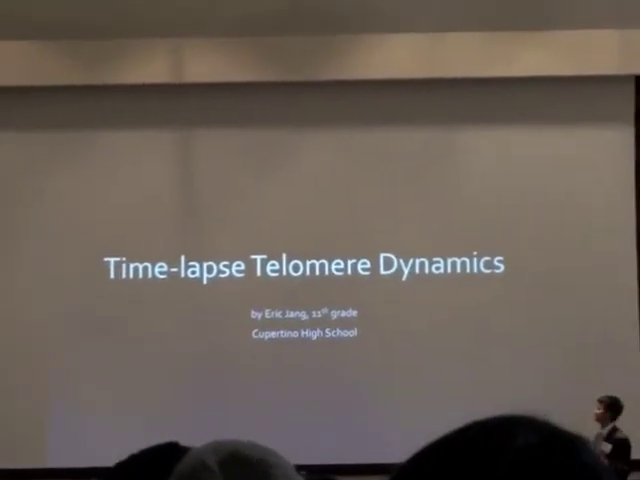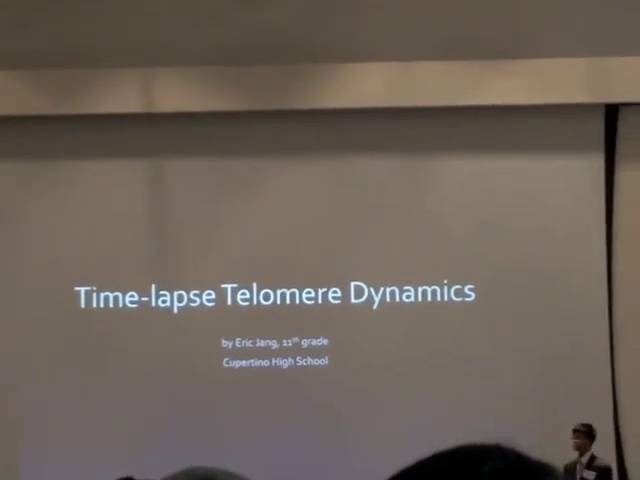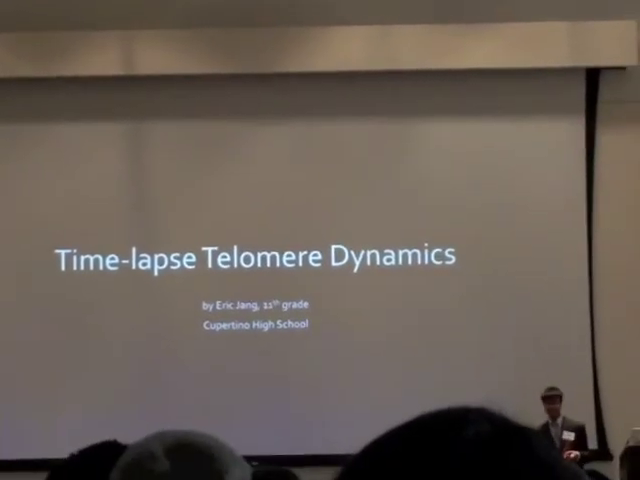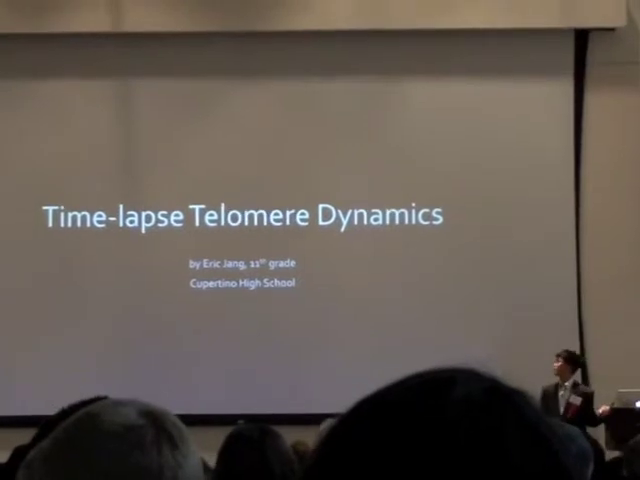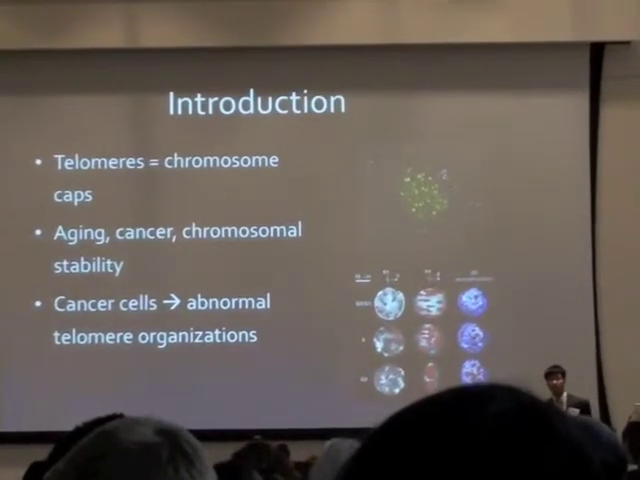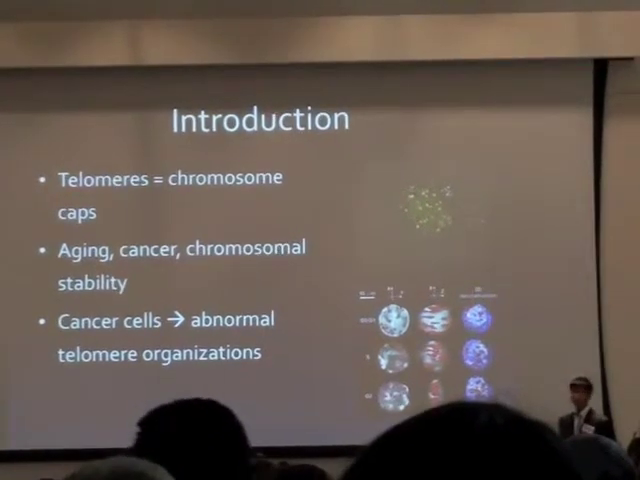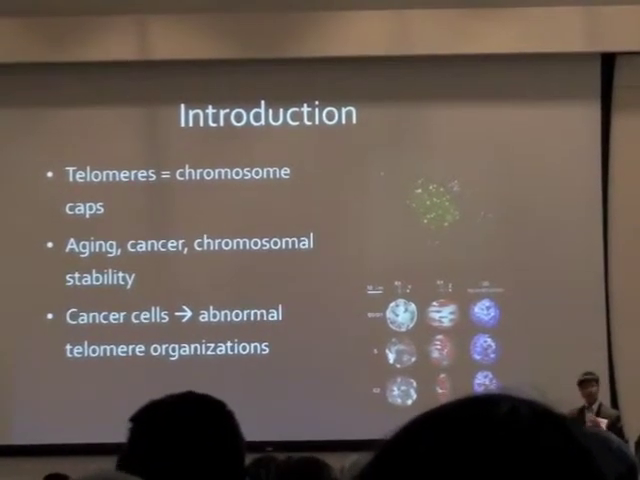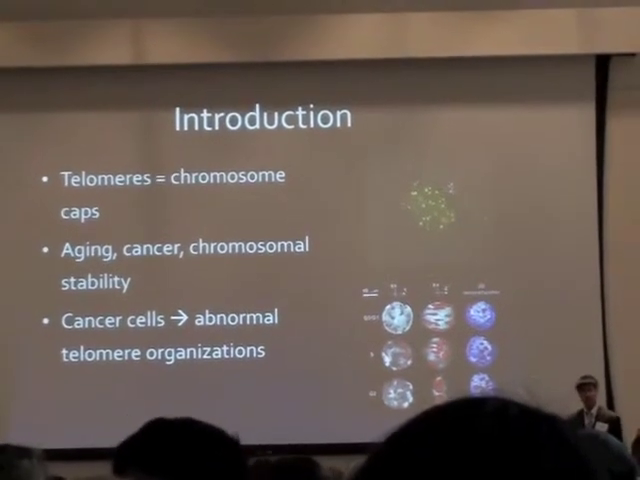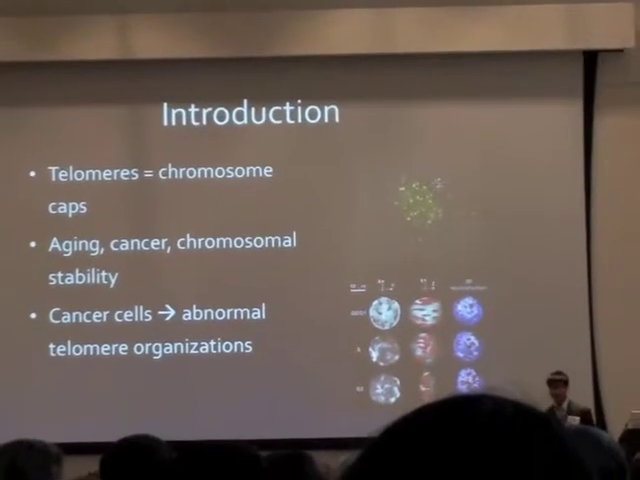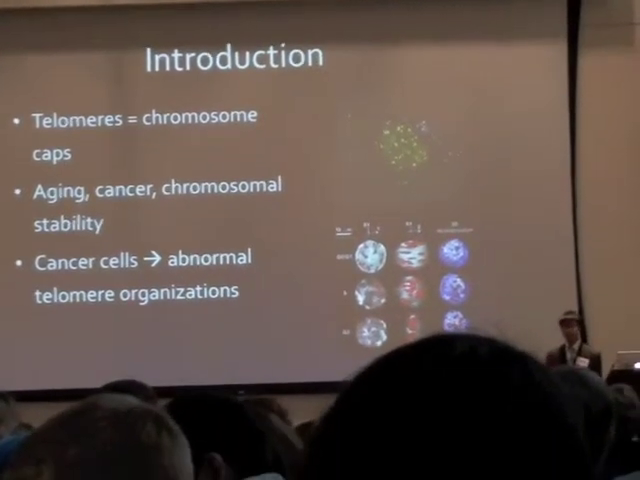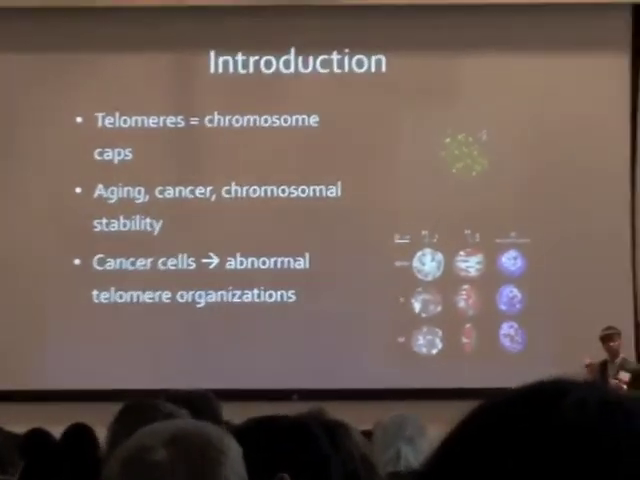So hi everyone, my name is Jang and my project is on modeling properties and quantitative evaluation of time-lapse telomere dynamics. Before I talk about my project, I want to give a brief background on what telomeres are. Telomeres are basically repetitive DNA sequences found at the ends of chromosomes, and due to the end replication effect, every time a cell divides, the telomeres get a little bit shorter.